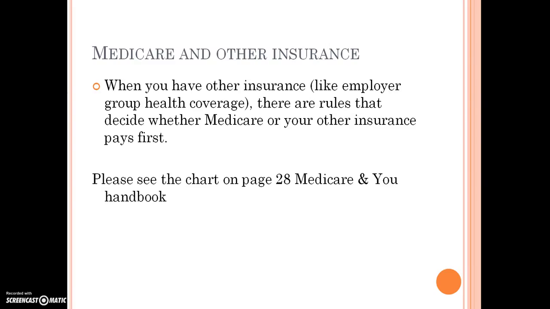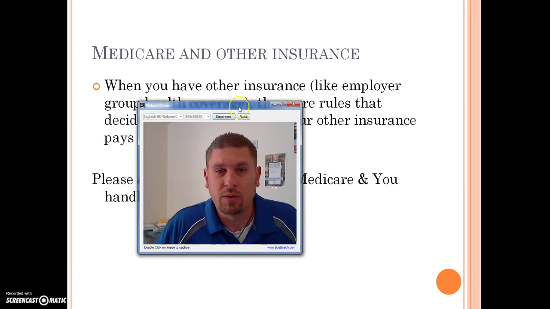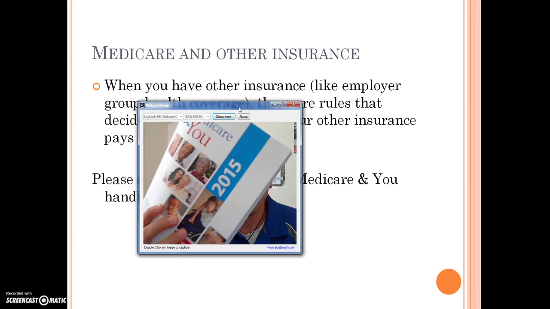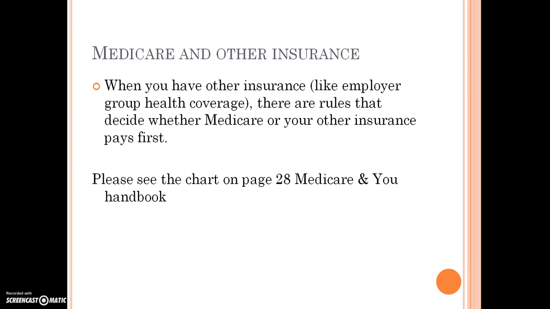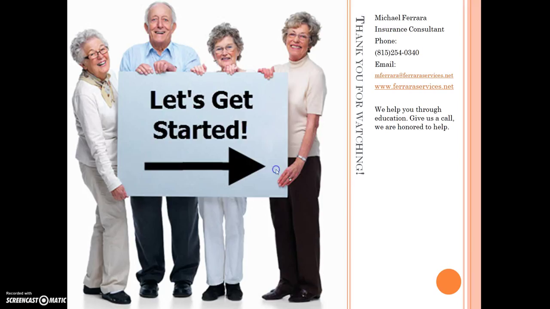So Medicare and other insurance. When you have other insurance like employer group health coverage, there are rules that decide whether Medicare or your other insurance pays first. Please see the chart on page 28 of your Medicare and You handbook, which I will show you here real quick. So here is your Medicare and You handbook. You should get one of these in the mail each and every year. So moving on here.